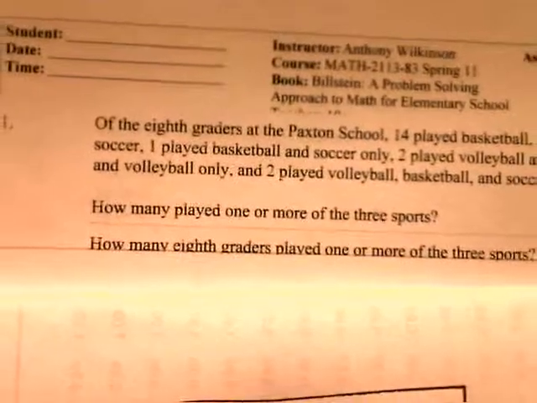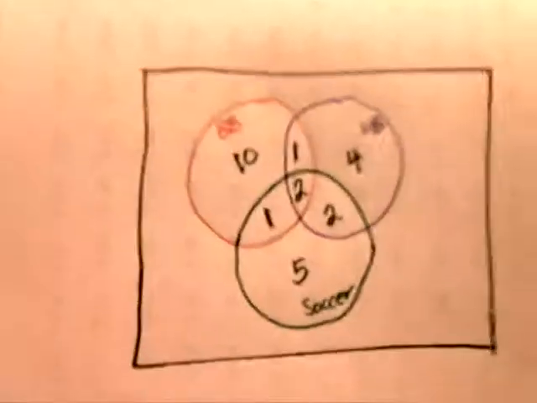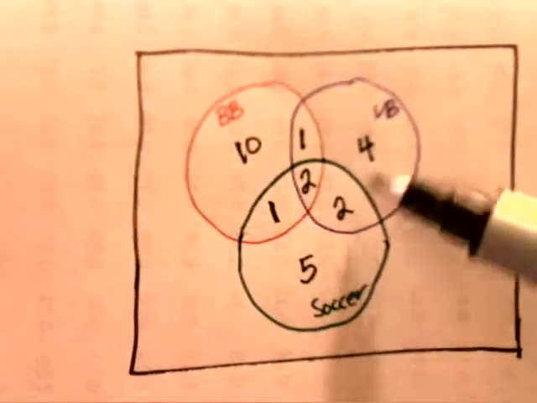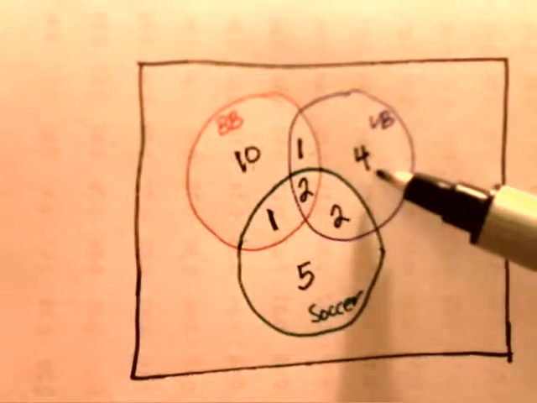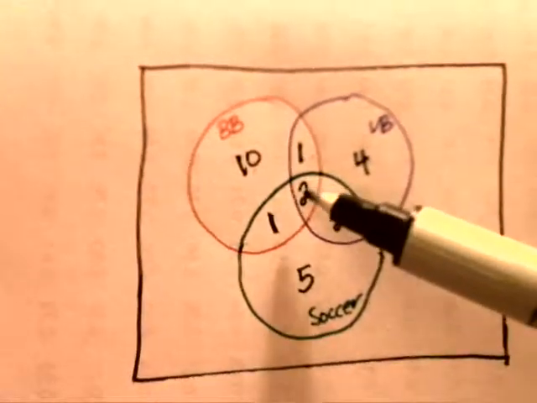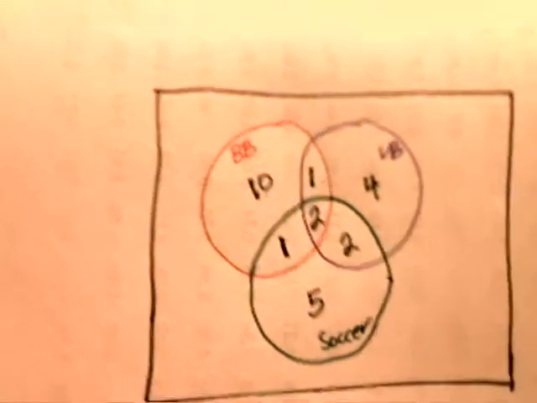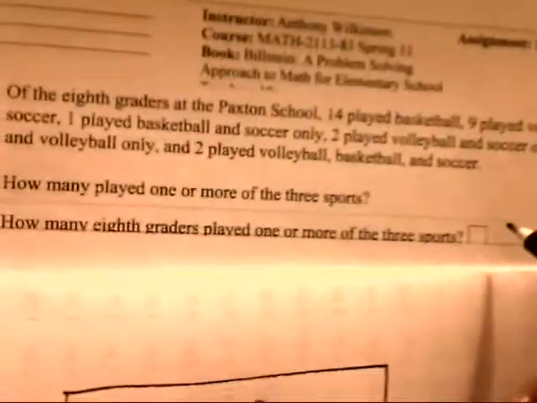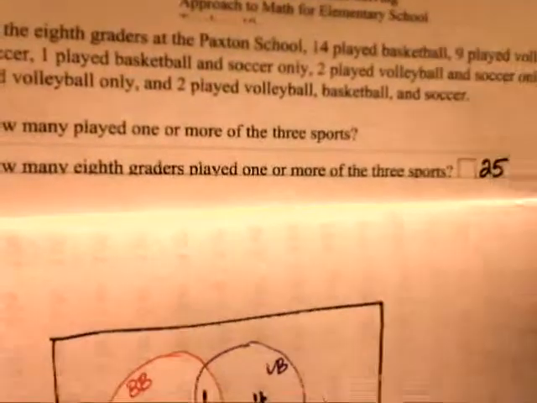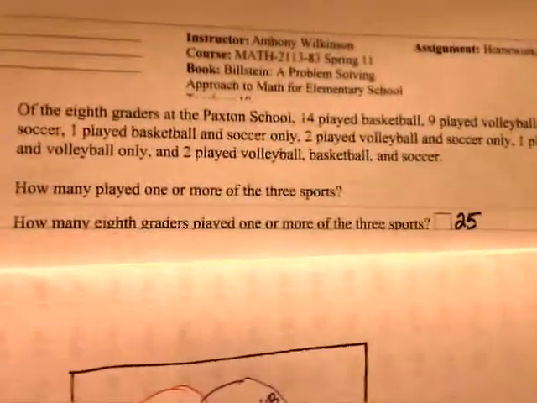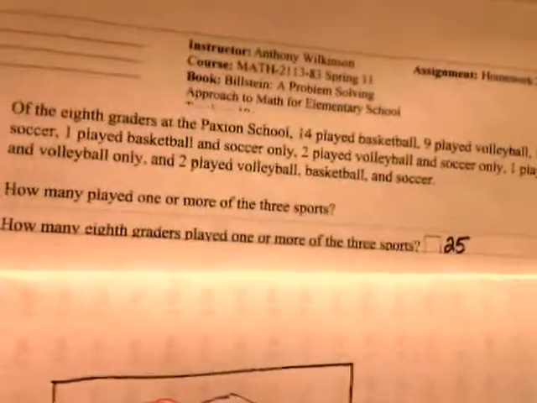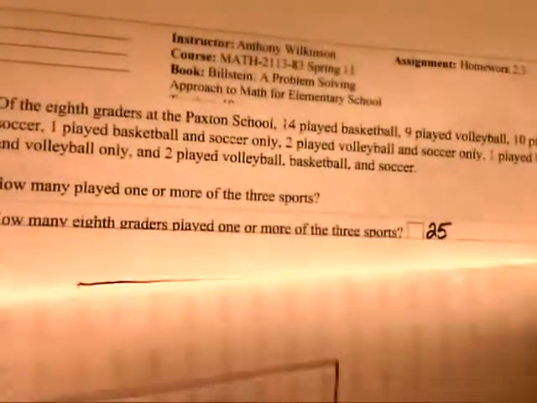Now, the question that they ask is how many played in one or more of the 3 sports. Well, in this case, we'll just add up each of these individual numbers that we have here in this Venn diagram. 10 and 1, that's 11, plus 4 is 15, plus 2 is 17, plus 2 is 19, plus 1 is 20, plus 5 is 25. So that means that there are 25 8th graders that played in one or more of the 3 sports that's listed. Okay, that's how you will solve and complete a Venn diagram. And we'll be doing more of these in class.